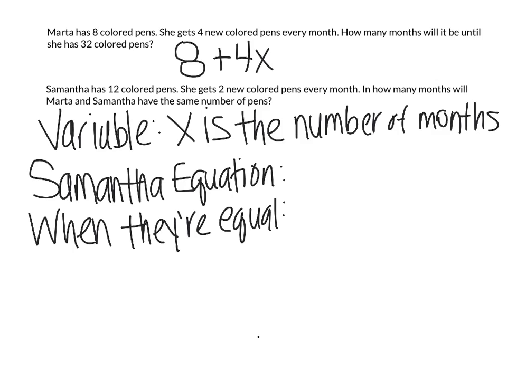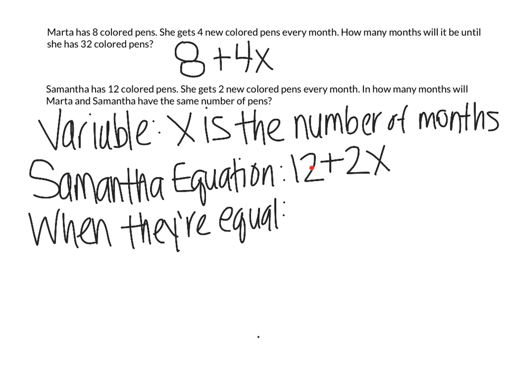Next, I want to write an equation that represents the number of colored pens Samantha has. Well, Samantha starts off with 12, and now she's adding 2 pens every month, 2 times x. But I know I don't have to write the times. I could just do 2x. So now I have Samantha's equation, 12 plus 2x. It looks really similar to Marta's. We just have some different numbers.